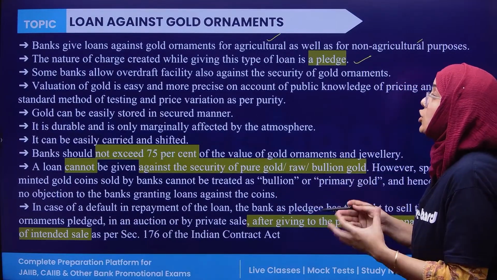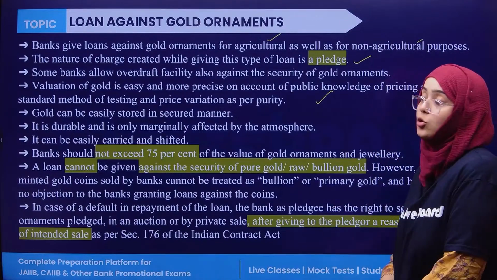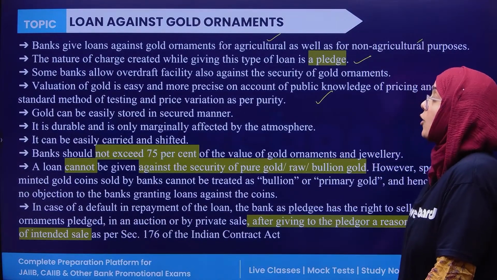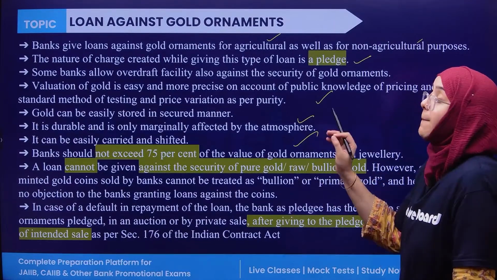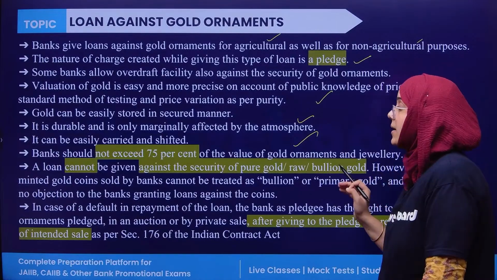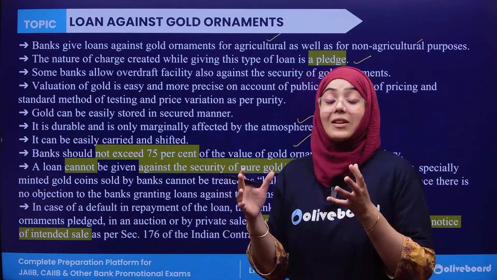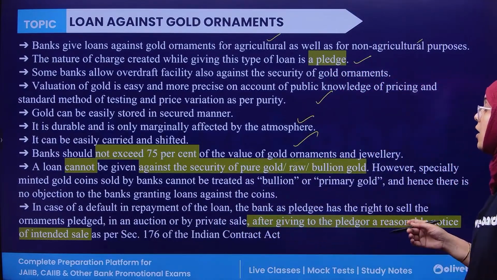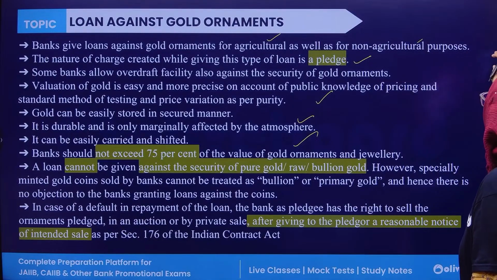Okay, now valuation of gold is very easy to determine, and it is a very safe thing to be given as collateral. It is actually secured in a good manner. It can be easily transferred or shifted. The bank should not exceed 75% of the value of gold and jewelry while giving the loan. It means if the value of the gold is 1 lakh, the bank should give only 75,000 as the loan value. So these are the rules for loans against gold ornaments.